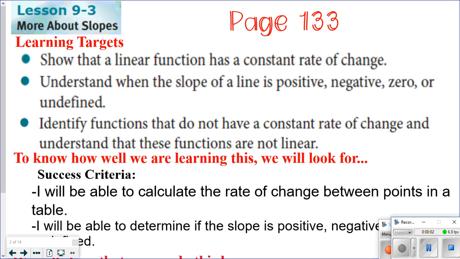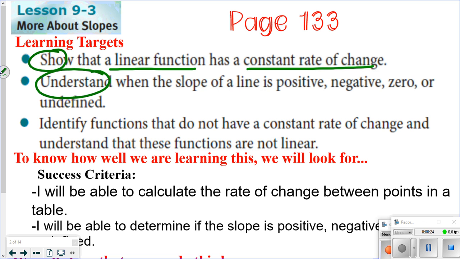Welcome back. Get your book and open it to page 133. We're in lesson 9.3 talking more about slopes. We have 3 learning targets. We're going to show that a linear function has a constant rate of change. We kind of did that in lesson 9.3. We're going to understand when a slope of a line is positive, negative, 0, or undefined. And then we're going to identify functions that do not have a constant rate of change and understand that these functions are not linear.